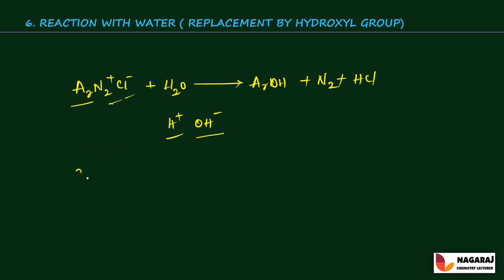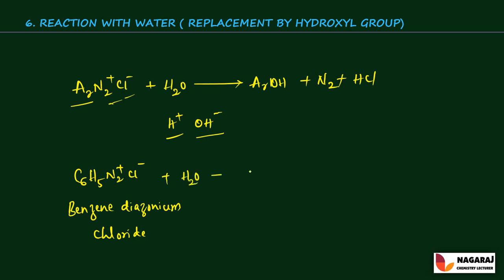A simple reaction: C6H5N2+Cl-, benzene diazonium chloride, reacts with water molecules, so it gives C6H5OH. This compound is called phenol. So phenol can also be prepared from benzene diazonium salts by treating with water. The byproducts are N2 plus HCl.